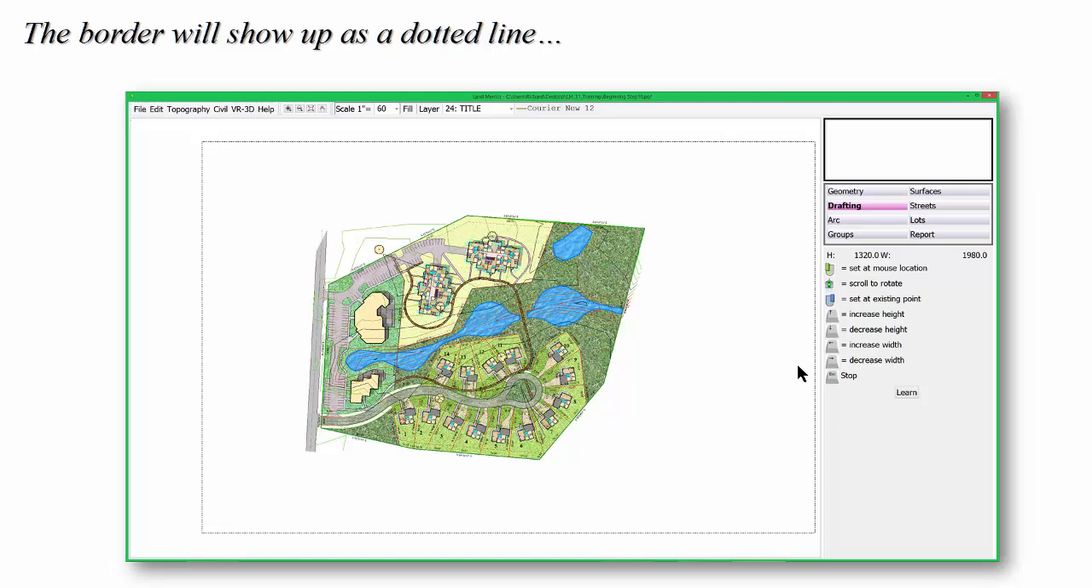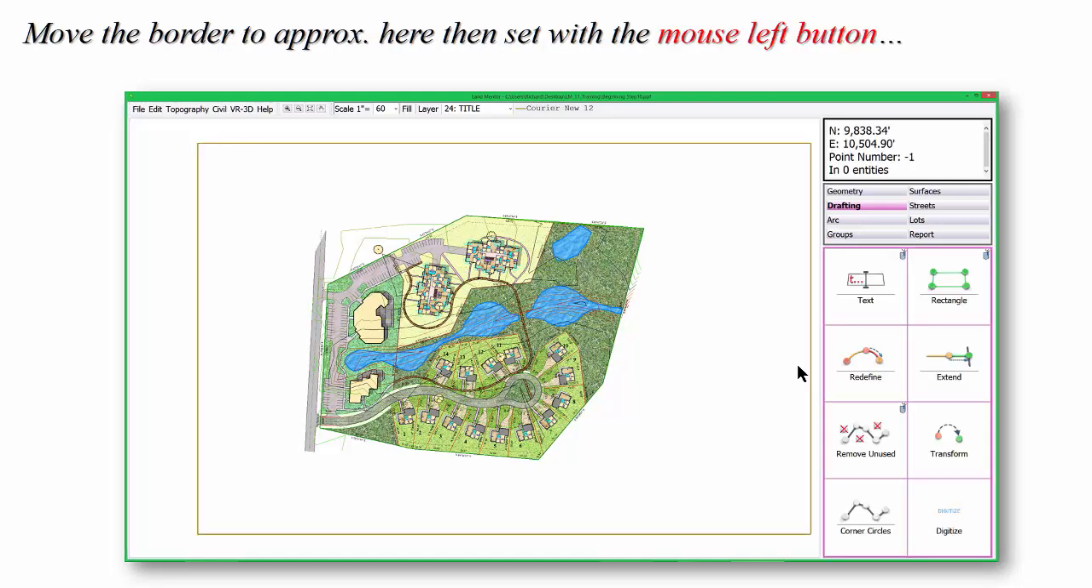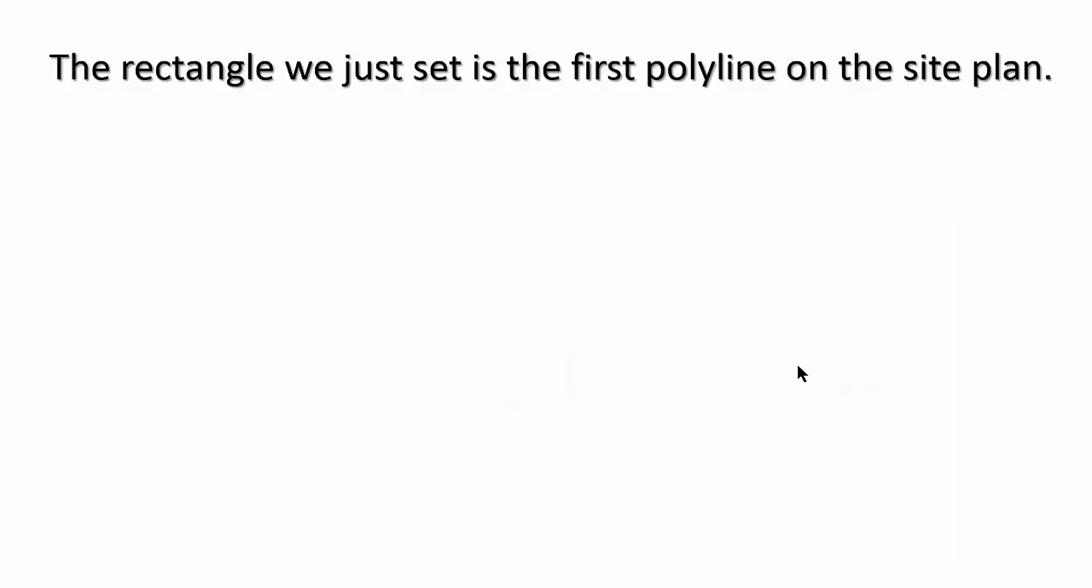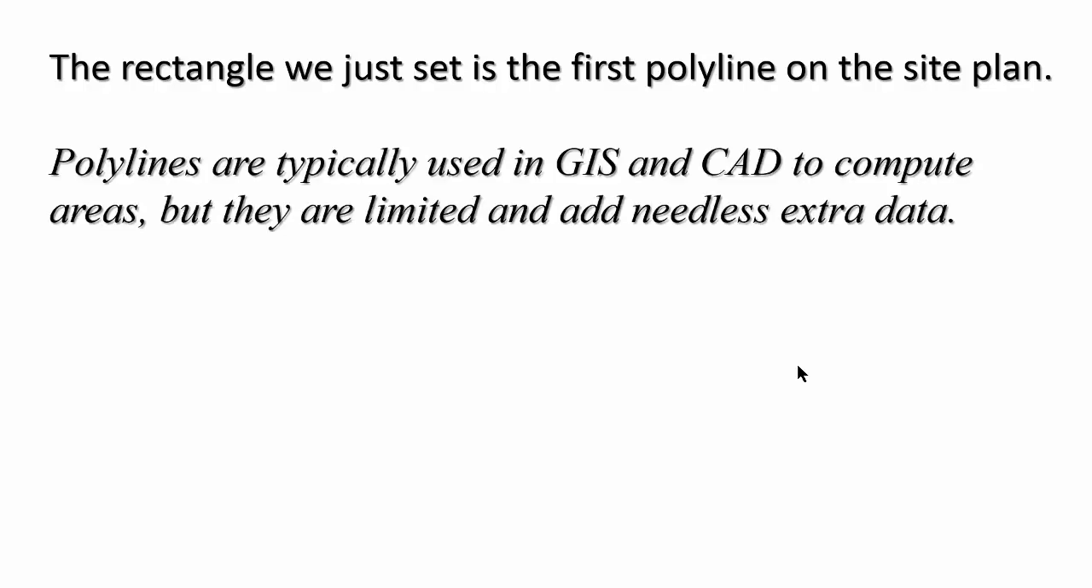And like other routines, the buttons on the mouse: left sets it, middle button rotates it 1 degree at a time, and the right button sets at an existing point, so don't do that. You want to set it at a graphic location. Once you set it, it will appear in a dark brown or orangish color, and that will show you that it's set. That is a polyline. It's the first polyline that we've created.